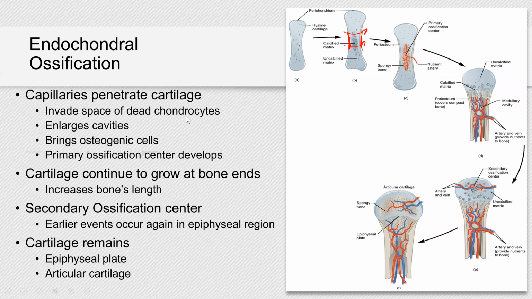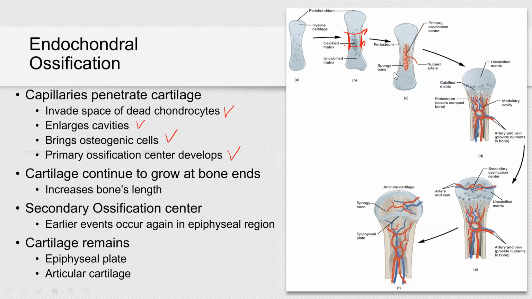Capillaries invade the space of dead chondrocytes, enlarge cavities, and bring osteogenic cells, and osteogenic cells start depositing bone over here. So this is the formation of the primary ossification center. We actually form spongy bone here, but then the spongy bone will be reabsorbed by osteoclasts. So then we not only have bone-forming cells, osteoblasts, we also will have osteoclasts, and they will resorb the spongy bone. So finally, we will end up with a cavity that is called the medullary cavity.